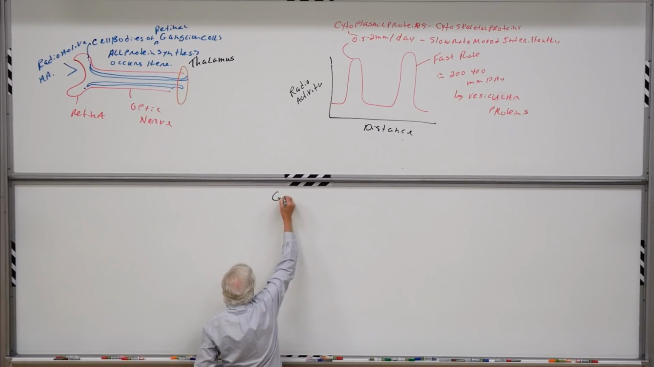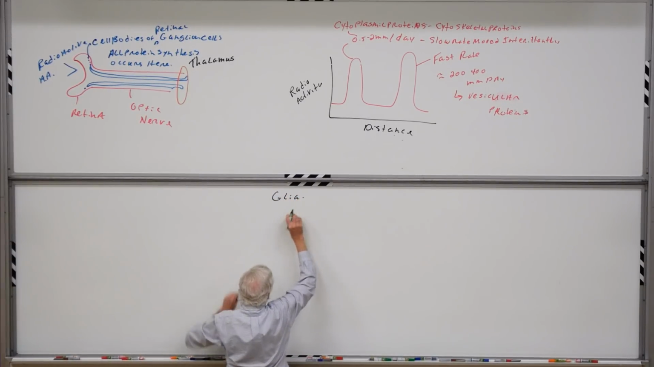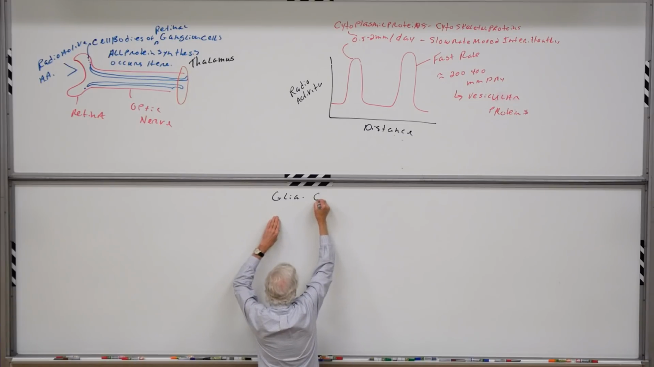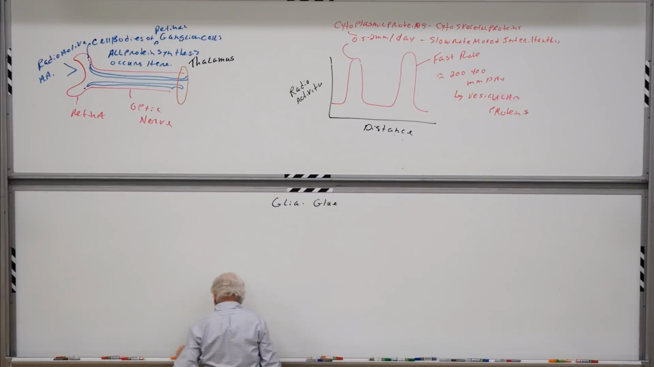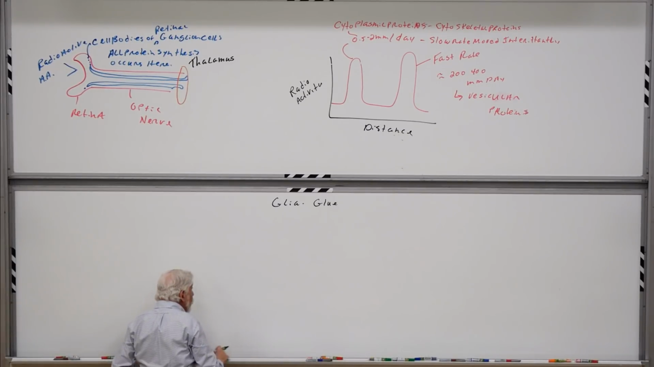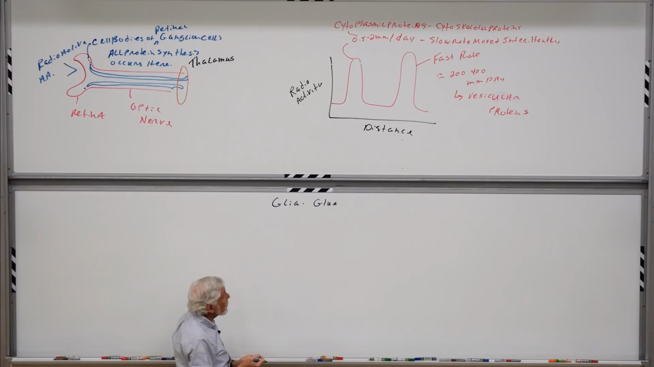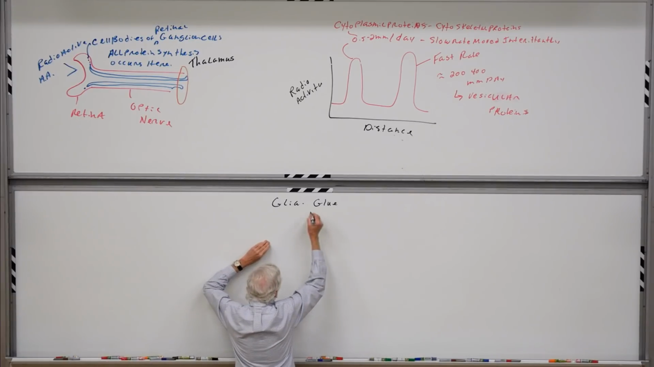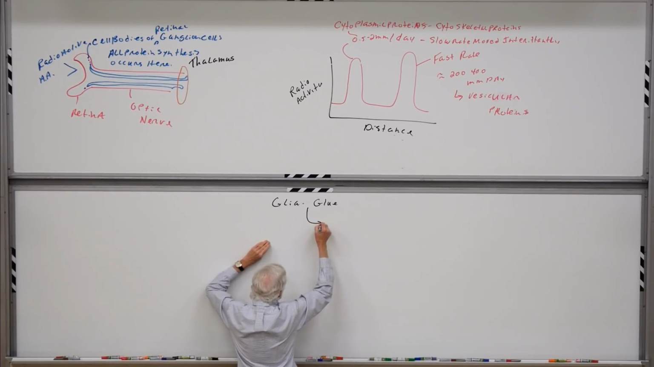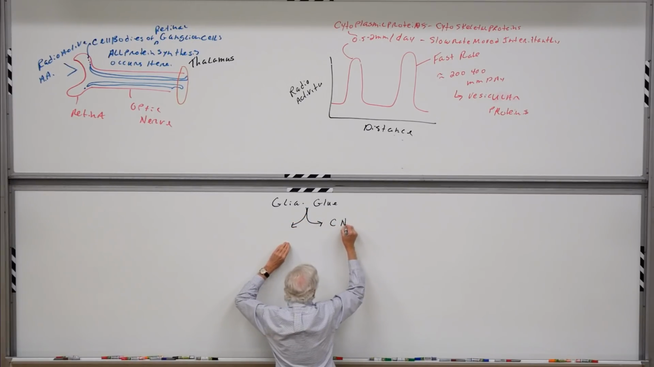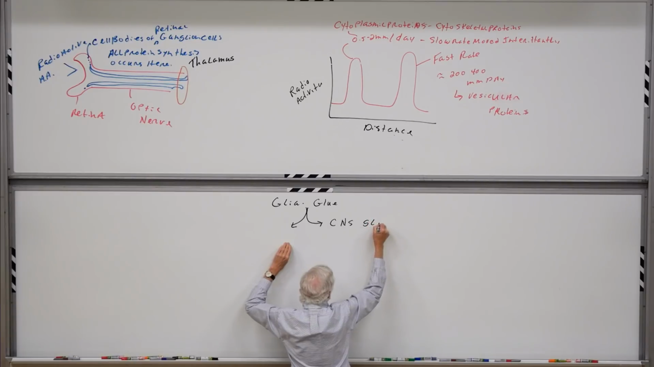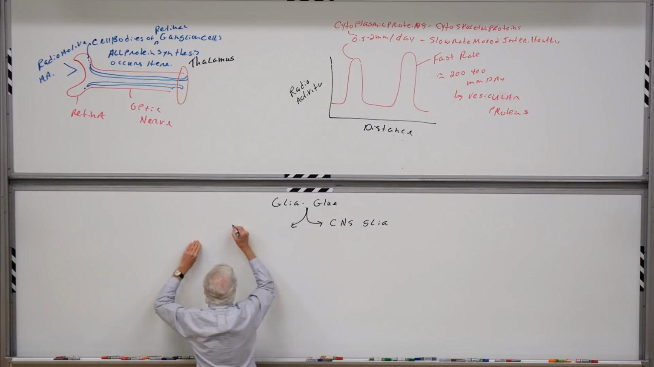So glia. The term glia comes from the Latin. It means glue. And it's because the early histologists thought that all these cells were doing is sort of providing a structural element to hold the neurons together. We now know that the glia come in two great varieties. There are the central nervous system glia and the peripheral nervous system glia.